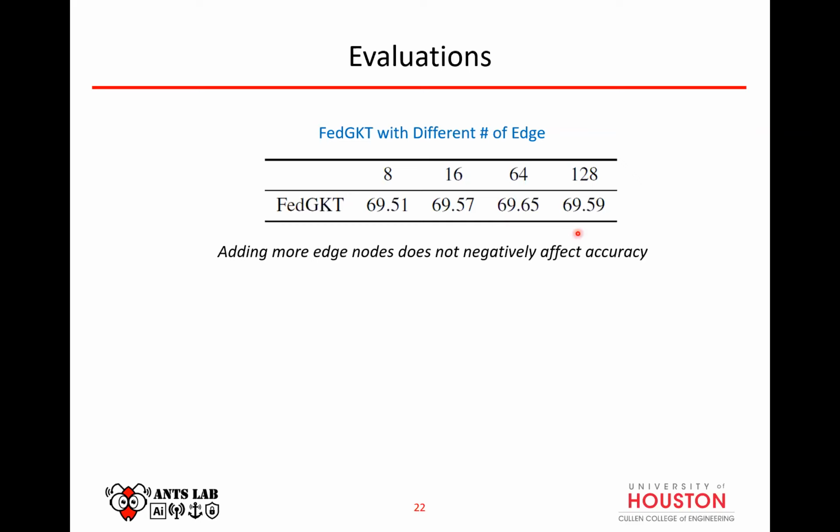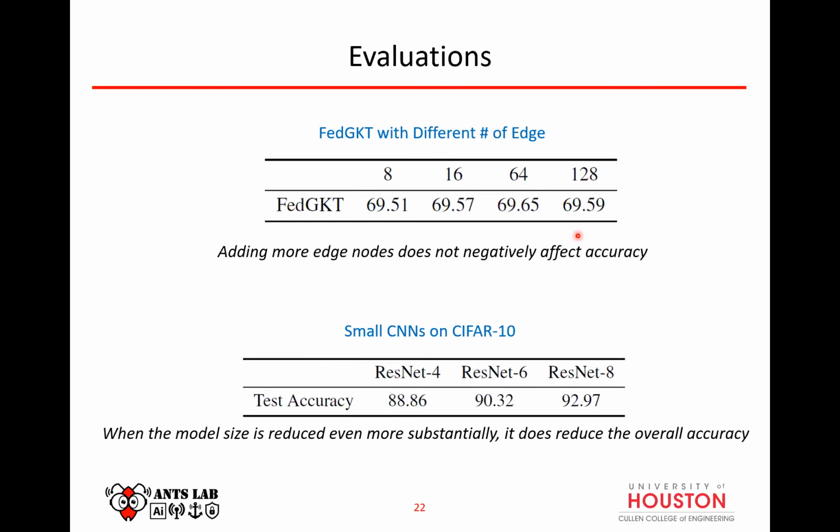And the other evaluation they do is to know how small we can go. We tried all this time with ResNet 8, but what if we try to use a much, much smaller model like ResNet 6 or ResNet 4? What happens then is they see that when the model size is reduced much, much further, it reduces the overall accuracy a little bit. So there is some trade-off in how small you can keep your edge device. So this is one of the experiments. So these were all the evaluations.